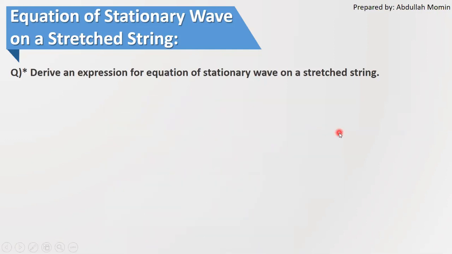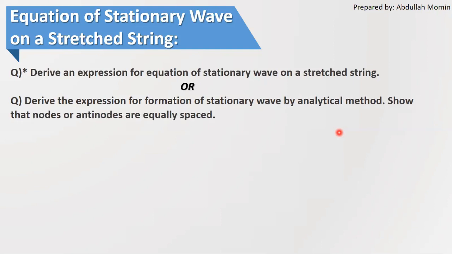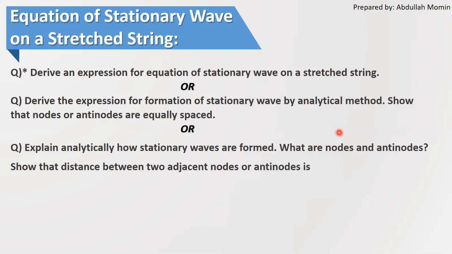Or the question may be asked in your exam like this: derive the expression for formation of stationary wave by analytical method. Show that nodes or antinodes are equally spaced. Or the question may be asked like this: explain analytically how stationary waves are formed. What are nodes and antinodes? Show that the distance between two adjacent nodes or antinodes is lambda by 2.